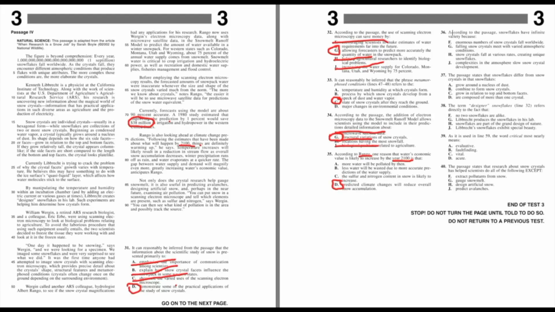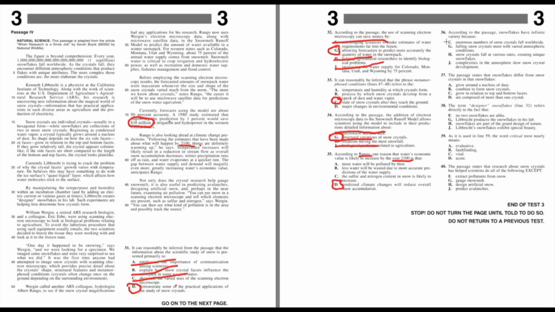Now going to 36, according to the passage, snowflakes have infinite variety because, so if you go to lines 1 through 6, the passage mentions how there are so many snowflakes that fall worldwide, and as they fall, they encounter different atmospheric conditions that basically cause these snowflakes to have unique attributes. So from this passage, we can tell that snowflakes are unique just because they have different atmospheric conditions depending on where they fall. So let's try to find an answer that matches that.